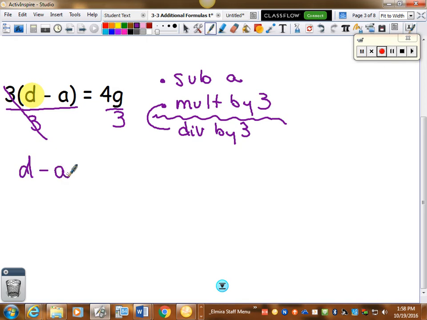But since it's all that's left, I don't need the parentheses anymore. And then 4g over 3. I don't know g. I can't really divide this. I just leave it the way that it is.